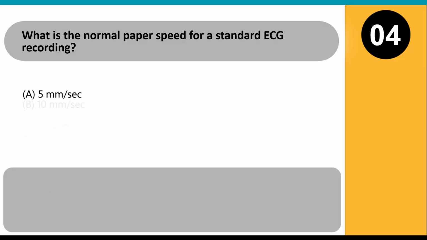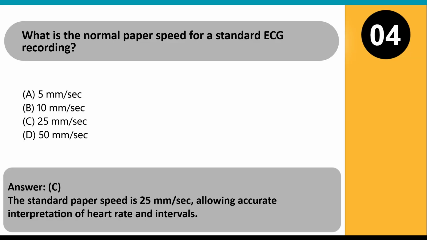What is the normal paper speed for a standard ECG recording? A. 5 mm per second. B. 10 mm per second. C. 25 mm per second. D. 50 mm per second. Answer C. The standard paper speed is 25 mm per second, allowing accurate interpretation of heart rate and intervals.